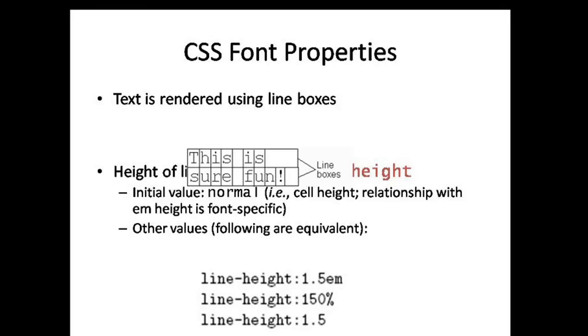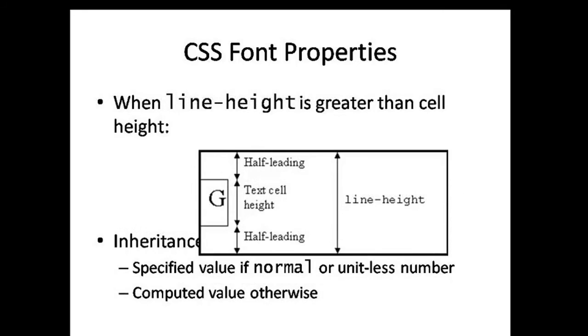Okay, other values following are equivalent: line height may be 1.5 EM, line height may be 150%, and line height can be 1.5. Okay. When line height is greater than cell height, then this is the line height, and this is half leading, text cell height, and half leading. So the text will be displayed in the middle, equidistant from the top and bottom margin.